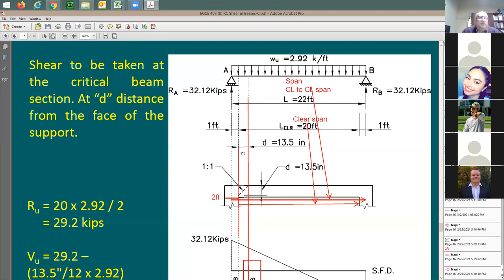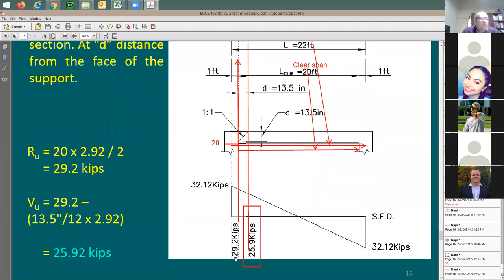At the face of support, you can take 20 feet times 292 divided by 2, and you can call this R sub U. R sub U is going to be the shear at this point, which is 29.2. How do you take this shear value from 29.2 to 25?